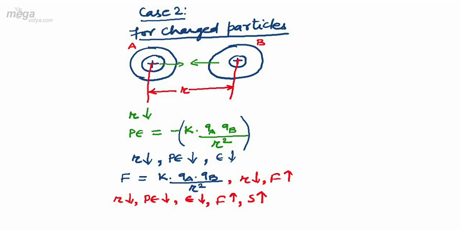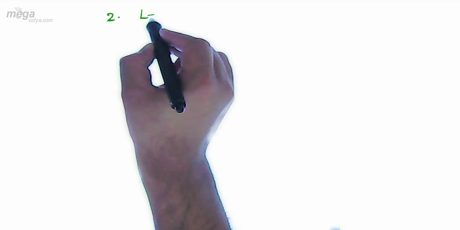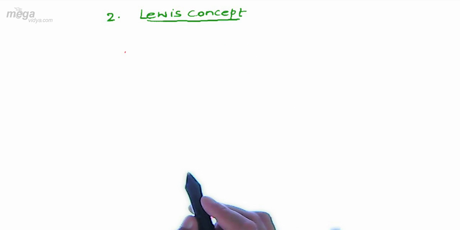The second cause for the bonding was given by Lewis, as Lewis concept. Now before understanding this concept, I would like to introduce you to the noble gases or inert gases, which belong to the 0 group or the 18th group of the modern periodic table.